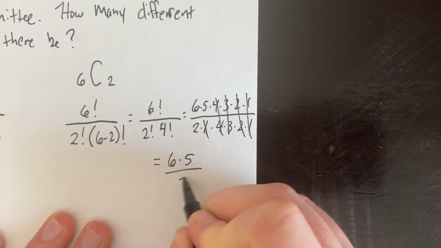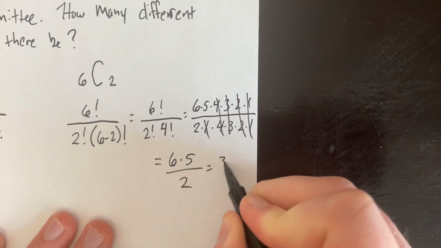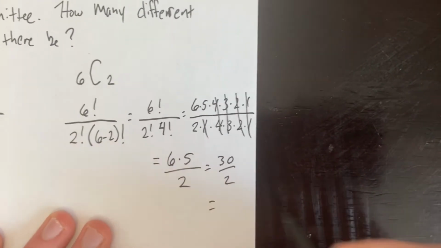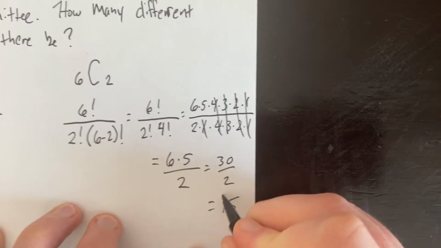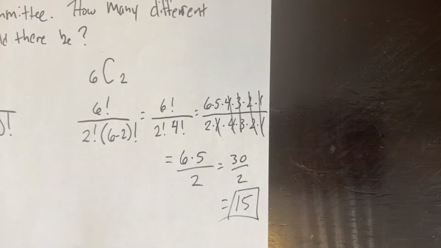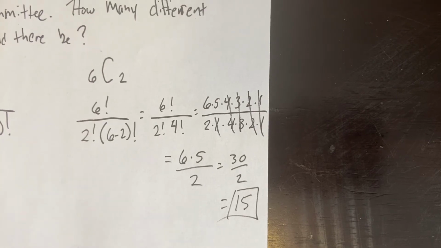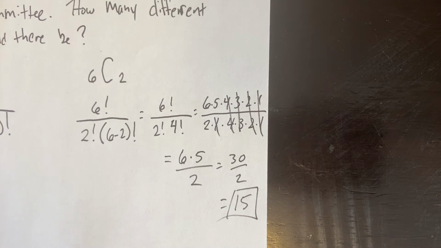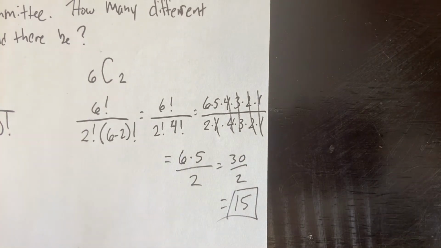Hopefully you have a calculator. 6 times 5 is 30. 30 over 2 is 15. So there are 15 different combinations of 6 students when you're only choosing 2. Not too bad. There are a lot of similarities with the permutation. The hardest part is going to be distinguishing whether this is a combination or a permutation. To be completely honest with you, I haven't dealt a lot with these until now. They even confuse me.